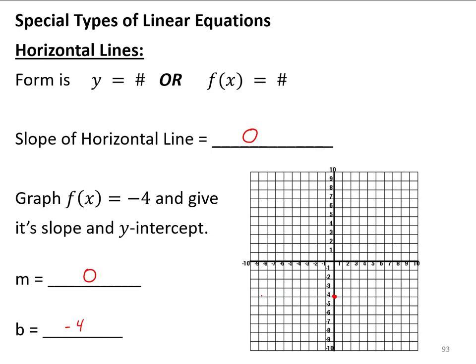And as I graph this, I'm going to put a point at 0, -4. And this is a horizontal line, so it will go from left to right, and it will be -4 the entire time across.